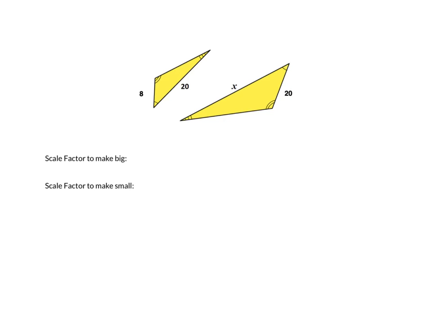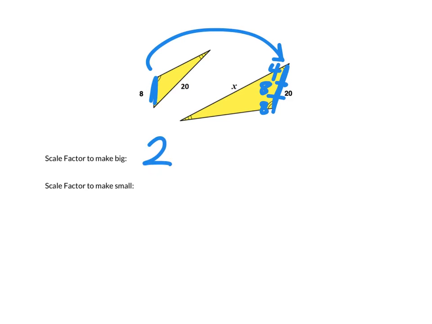To find the scale factor to make it big, we need to identify the corresponding sides. So 8 and 20. And we just have to think how many times 8 goes into 20. So I can count 1 8 and another 8, and that gets me to 16. And so I need another 4. So I need 2 full 8s. And the last one is 4 out of 8, which would be equivalent to 2 and a half.